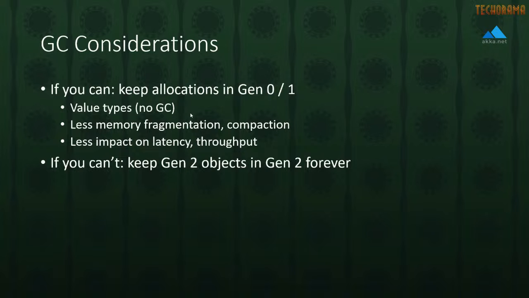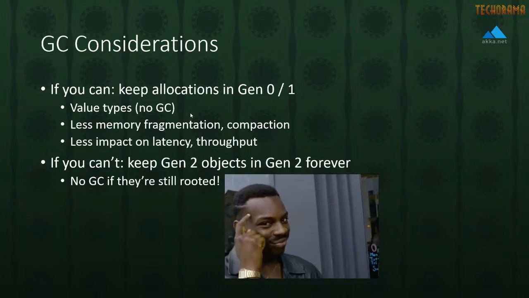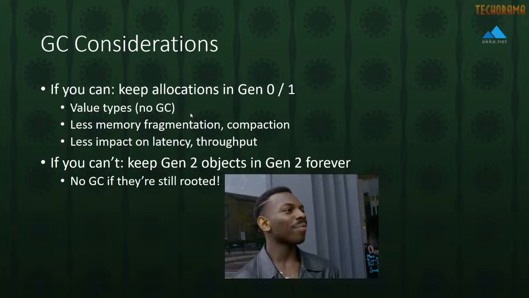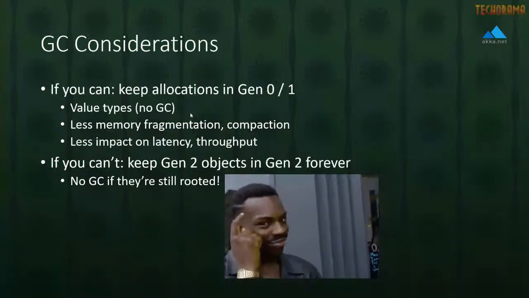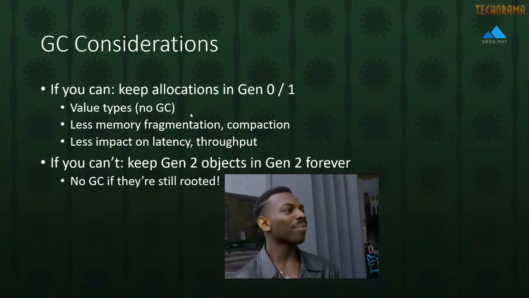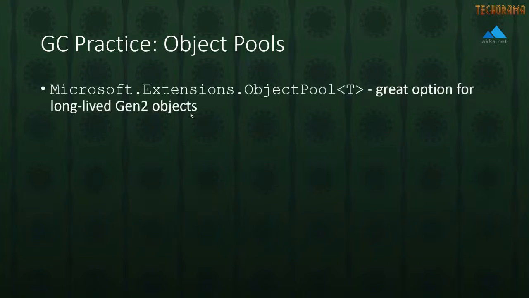One of the other strategies you can use is to keep Gen 2 objects in Gen 2 forever. There's not going to be any garbage collection overhead for objects that are still rooted, because we're going to be able to instantly see this object still has roots from other parts of our application. Therefore, we can't free those up and collect them right now. So one example of being able to keep objects in Gen 2 forever is using object pools.